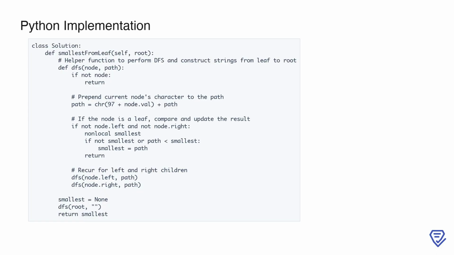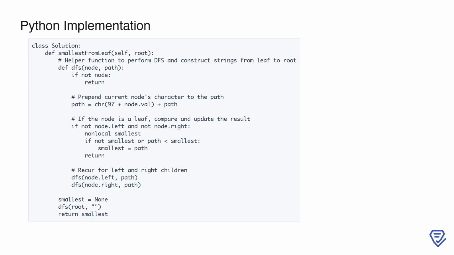It takes the current node and the constructed path string as arguments. The path is built by prepending the character corresponding to the current node's value, chr(97 + node.val). 3. Leaf node check. If the current node is a leaf, i.e., it has no left or right children, the constructed path is compared with the smallest string found so far. If the smallest variable is None or the current path is lexicographically smaller, the smallest variable is updated.